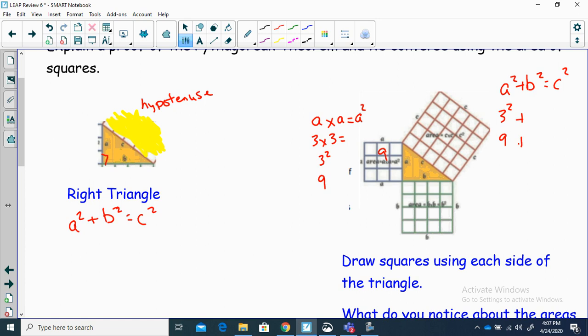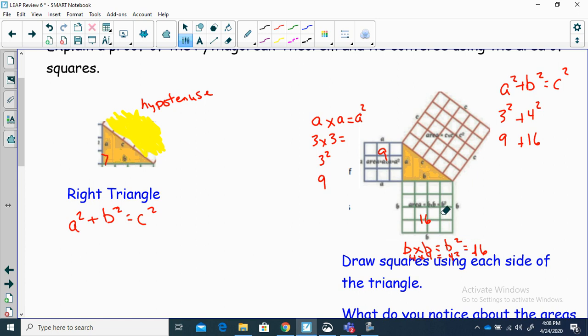Now let's look at the b. This side on b is 4 units long: 1, 2, 3, 4. A square here means you've got the side lengths the same, 4 by 4. So the area on your b would be b times b, which is b squared. In this case, that would be 4 squared, or 16. Okay, our b squared was 4 squared, that is 16.